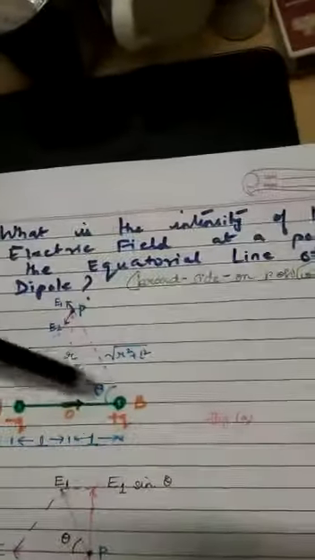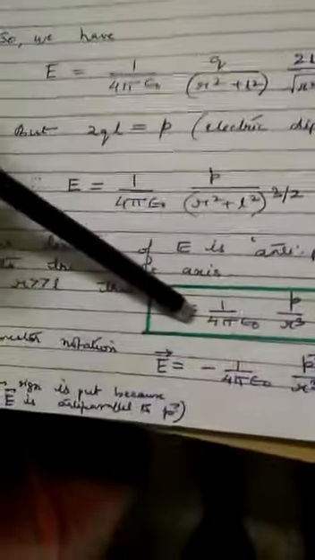So the question was electric field at a point on the equatorial line of a dipole, and after resolving all this we are arriving at the final expression.